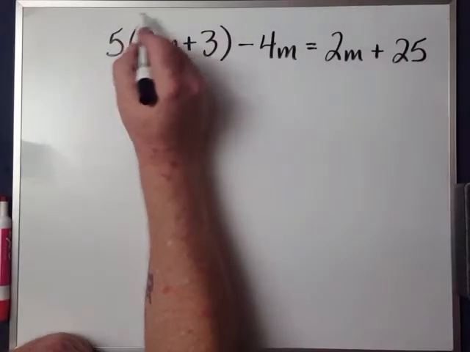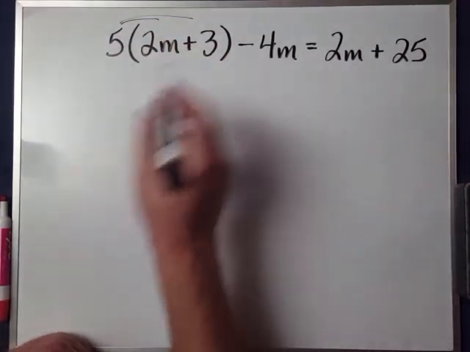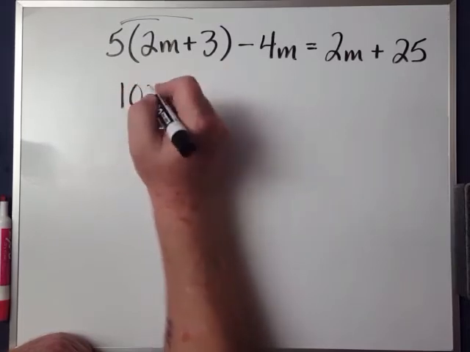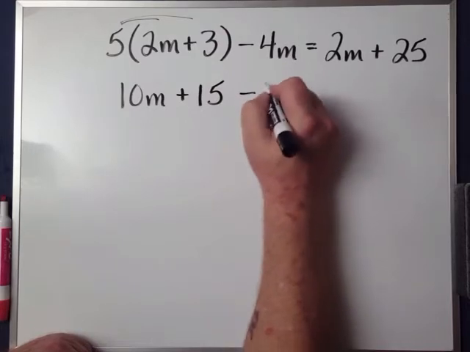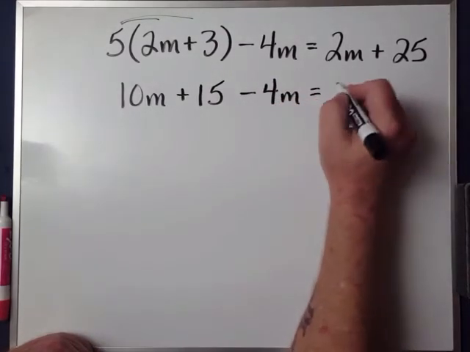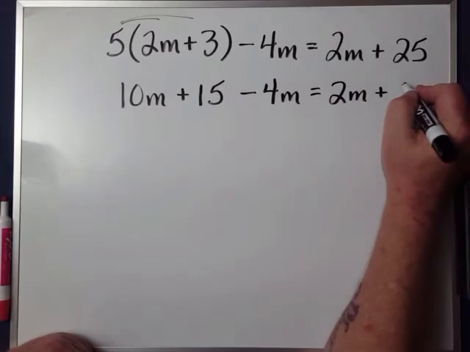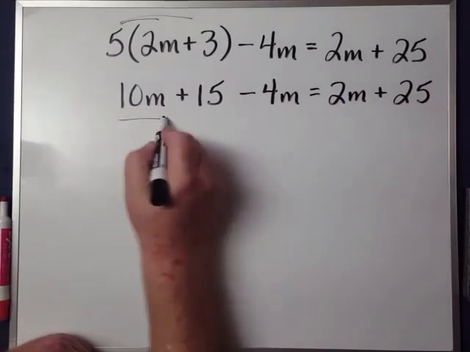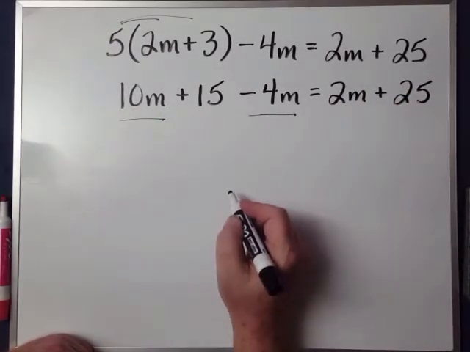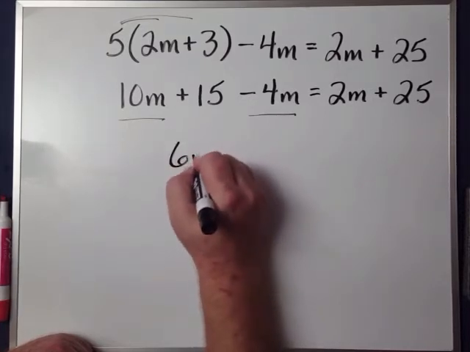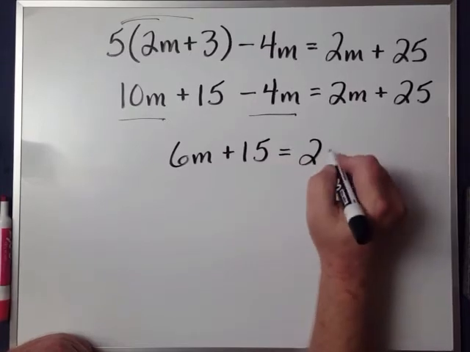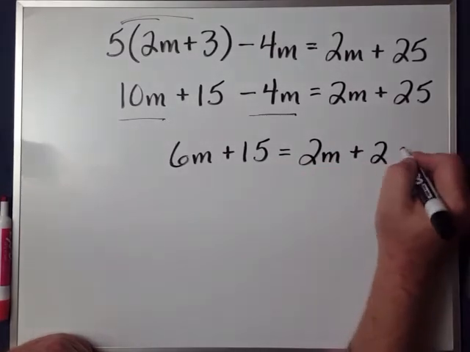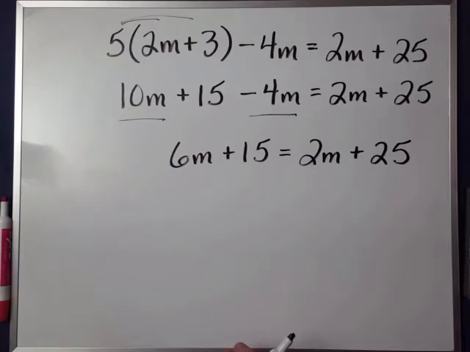We'll start by distributing the 5. That'll drop those parentheses. I'll get 10m plus 15. In my next step, we'll combine like terms. 10m minus 4m leaves 6m. And plus that 15. The right-hand side is just waiting patiently for its turn. Both sides are now simplified.